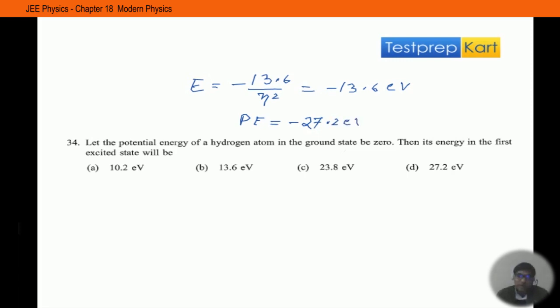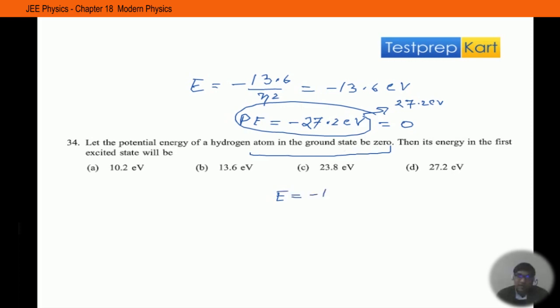Okay, but this is equal to 0. In this case it is saying if the potential energy at ground state is equal to 0, it means there is an addition of 27.2 electron volt at each level. That's why we are getting 0 electron volt at ground state. So then the energy in the first excited state will be, E is equal to 13.6 over n square, that is 2 square. So from here we'll get energy as minus 3.4 electron volt.